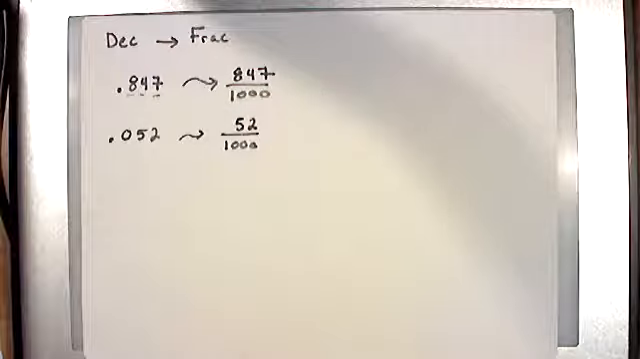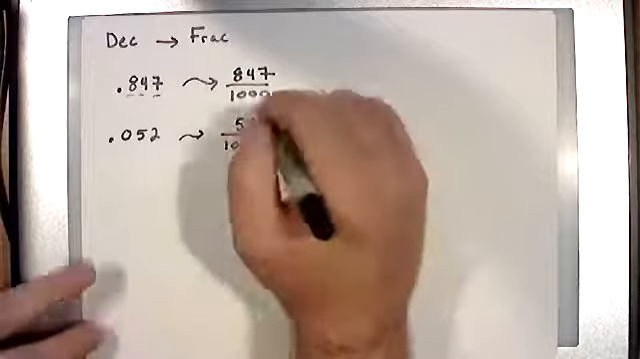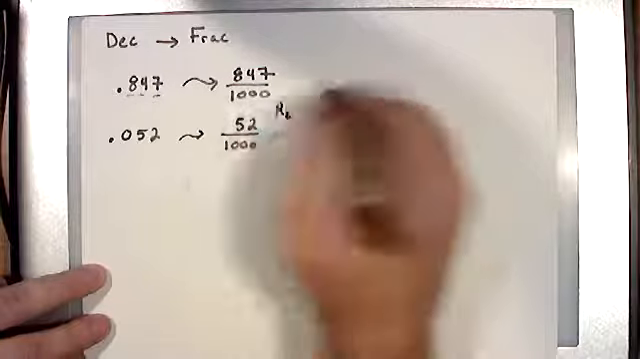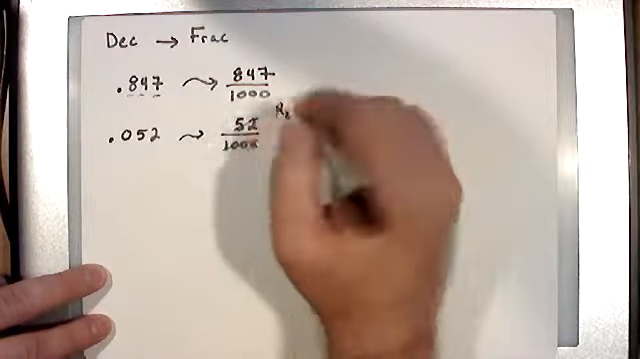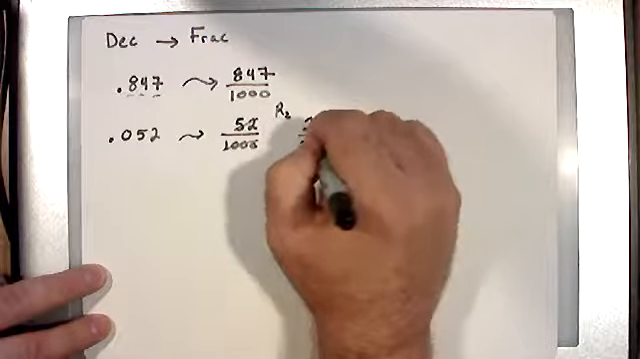Now, hopefully you're recognizing that this one is not done. 52 over 1,000 has a pretty clear reduction. You can reduce by 2. 52 divided by 2 is 26. Oh, excuse me, I almost said 100. 1,000 divided by 2 is 500.